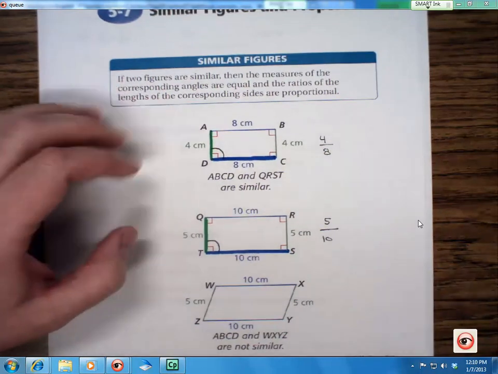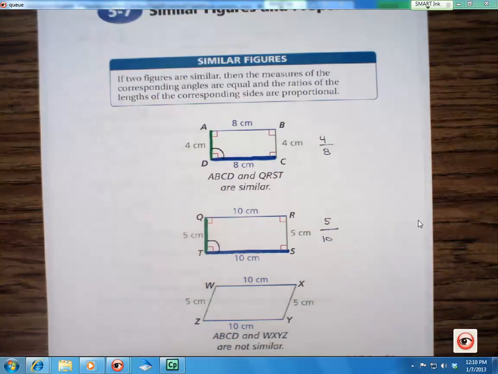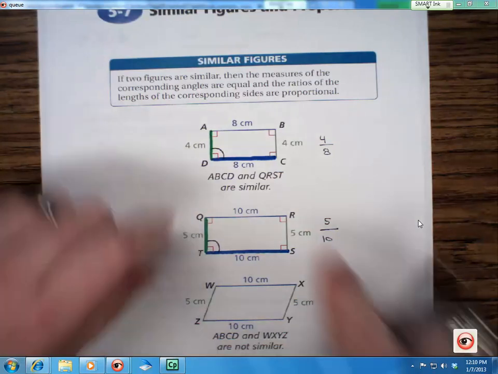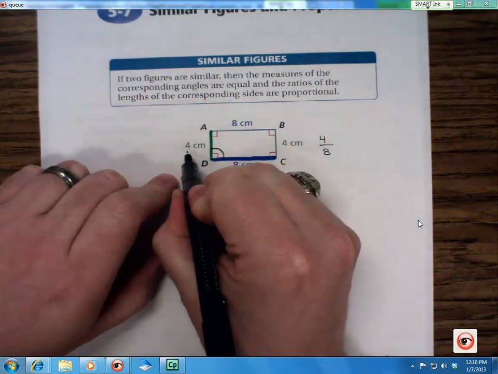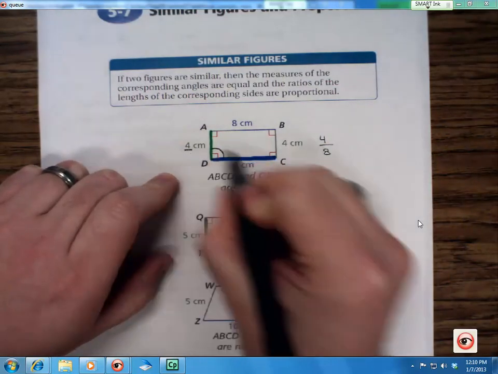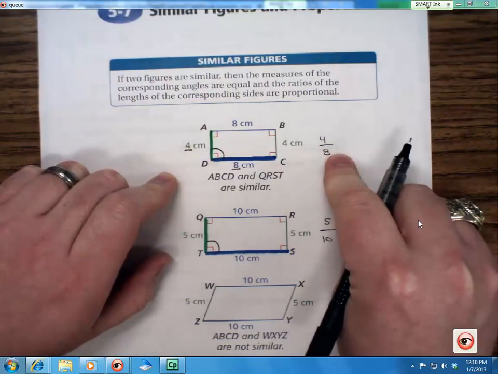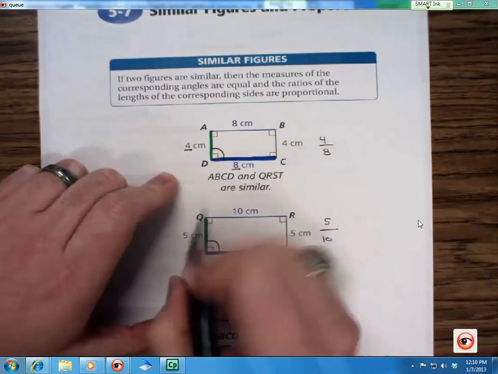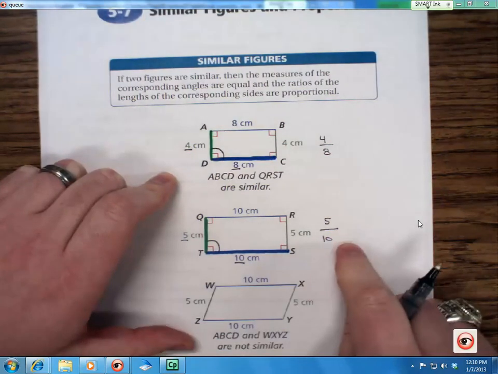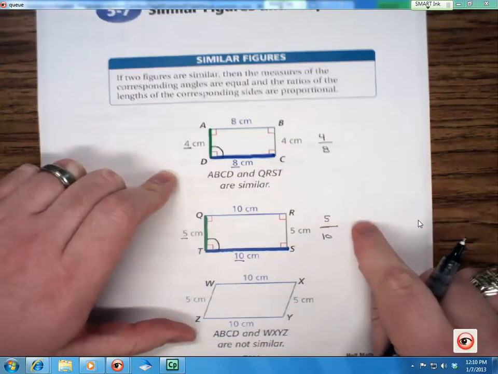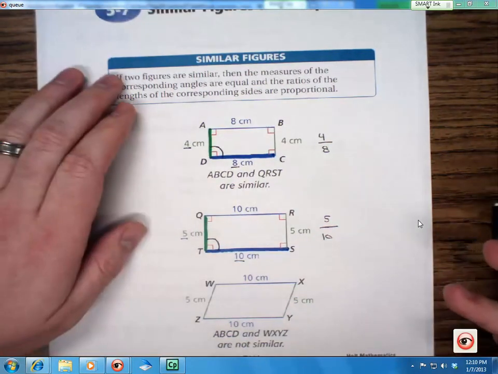So if we were going to create a ratio using these 2 corresponding sides, we could simply take the measurement for each of these, for example 4 and 8, turn those into a fraction right here, and we do the same thing with the larger rectangle, 5 and 10. Then we could simplify those 2 ratios to see if they equal each other. That'll tell us if these 2 rectangles are similar.